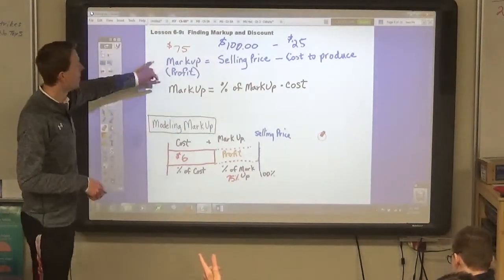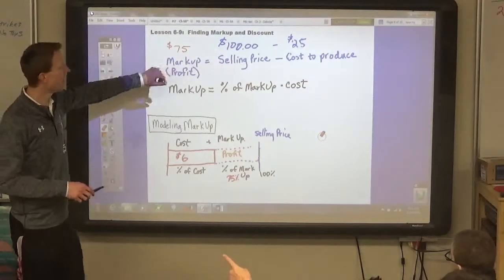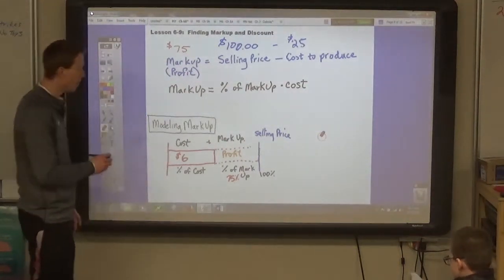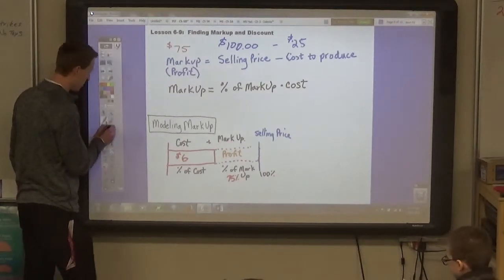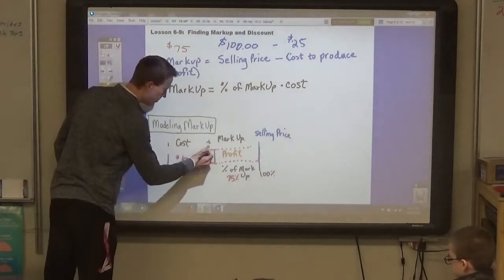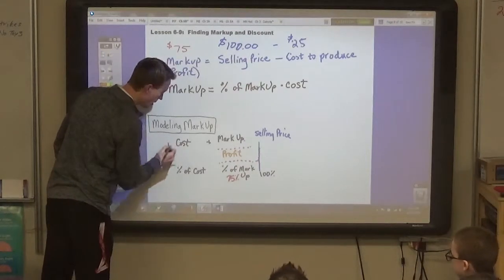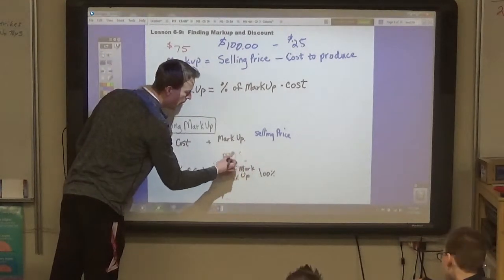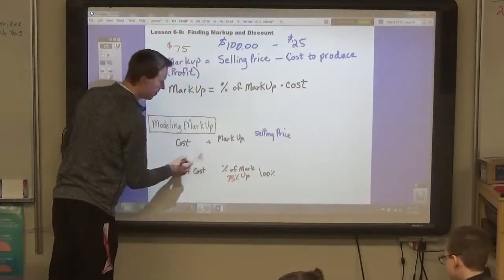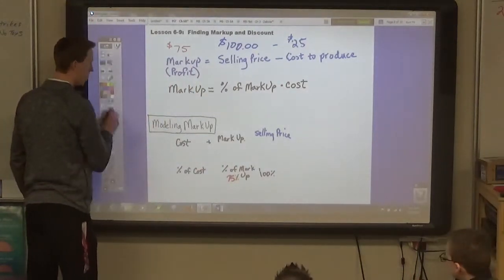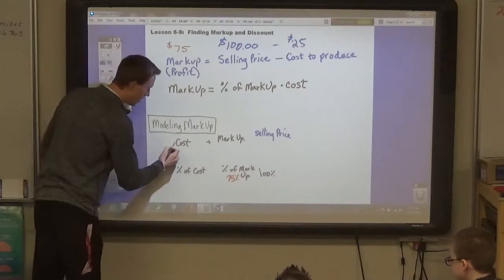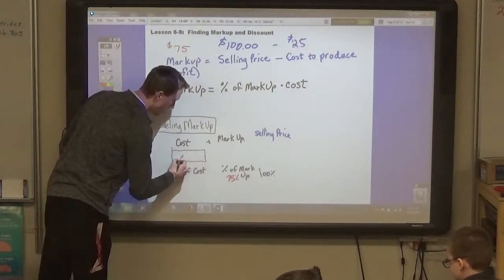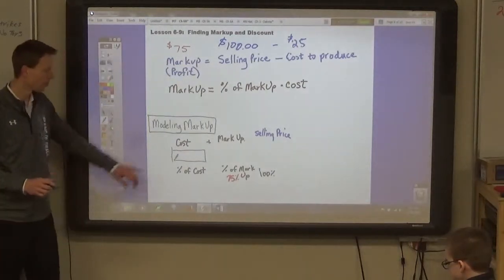All right? Now, to find the markup, and this is a good model to understand markup. Let me draw this out for you first, okay? So, when a company gets a product that they want to sell, or maybe they make something that they want to sell, they either buy it or produce it, and that is a cost to them, okay?